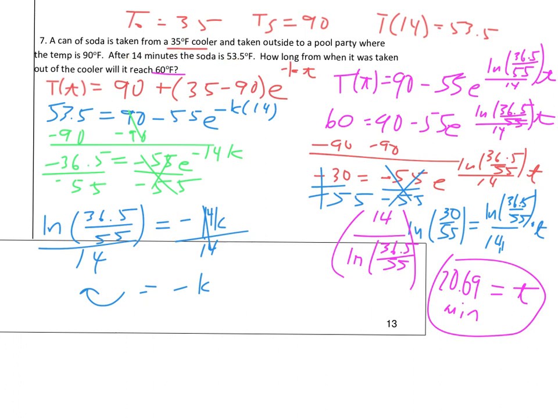This answer is logical to me because it says that we're starting at 35 degrees, and then after 14 minutes, we're at 53.5. So then after 20 minutes from when we initially take it out, so it's about 6 minutes after this, we're up to 60 degrees. So yeah, that makes sense. So you got to drink the soda fast. All right.